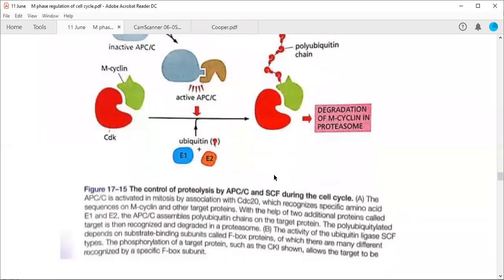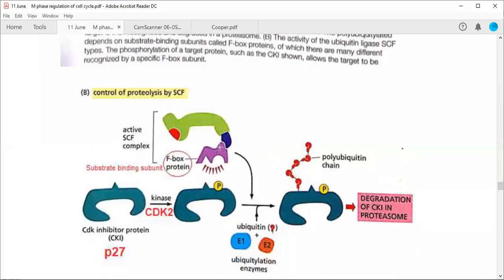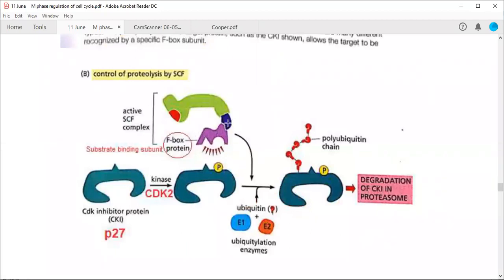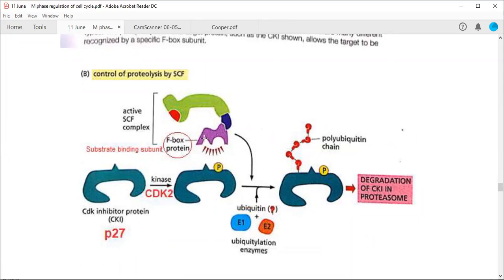Similarly, when this SCF, the SKP1, cullin and F box protein, makes a complex, this particular complex gets activated and will bind to phosphorylated targets. Suppose there is an inhibitor P27; we have discussed P27 in the retinoblastoma portion. This P27 is phosphorylated by CDK2. Once it has phosphate over it, it will be recognized by the F box protein of SCF, F for F box protein. So it will recognize this phosphate, and because it is an E3 ligase of ubiquitin mediated proteasomal degradation, it will be required for proteasomal degradation.